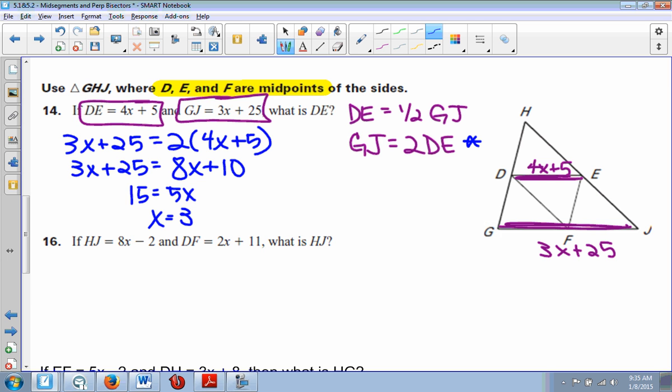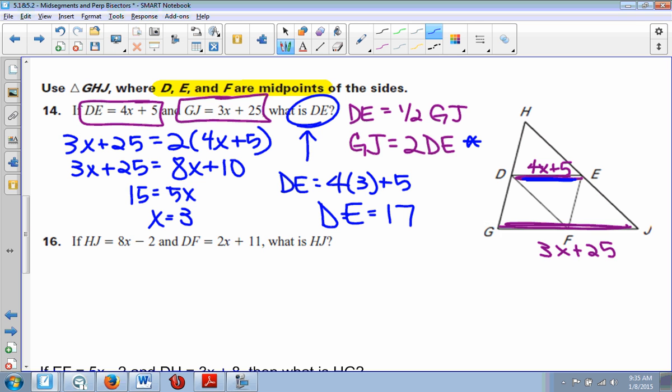Now notice the problem doesn't say to find x, it says find DE. So if I want to find DE, I have to plug my x value back in. DE is represented by 4x plus 5. So 4 times 3, add 5. DE should come out a total of 17.